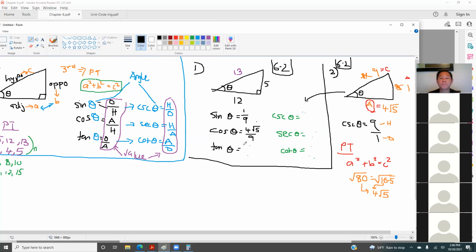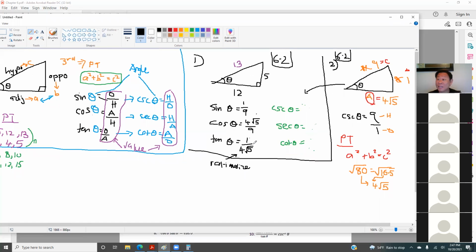Tangent, 1 over 4 root 5. Now, this is something I want to point out to you guys: if you write this in your test, you won't get full points because you have to rationalize it. You guys know what it means when I say rationalize? You cannot have a root in the denominator.